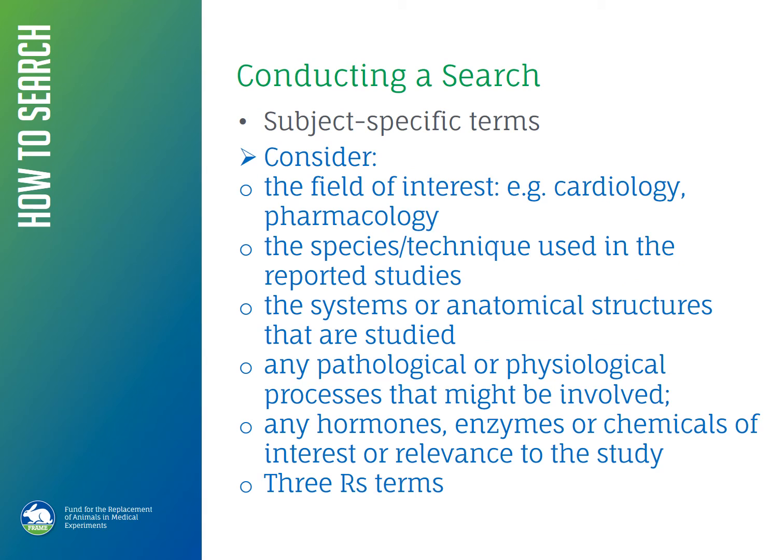The types of search terms that need to be considered relate to the following categories: the field of interest, for example cardiology, pharmacology or neurology, the species used in the reported studies, the systems or anatomical structures that are studied, any pathological or physiological processes that might be involved, any hormones, enzymes or chemicals of interest or relevance to the study, and any 3 Rs terms.